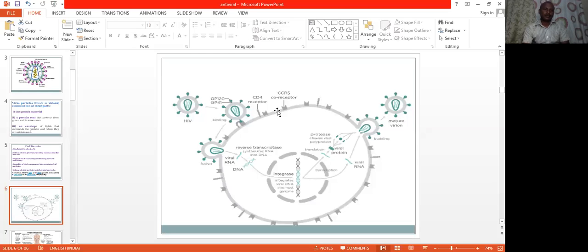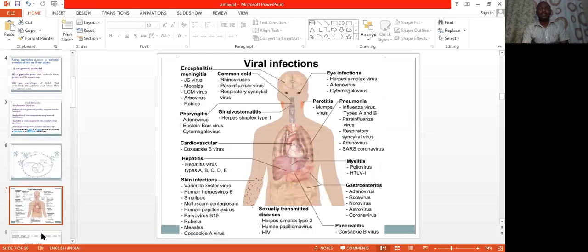This is the life cycle. Viruses can cause various infections, like the ones shown here. We have millions of viruses, but we don't know many of them yet. I think only about 5,000 viruses have been completely studied.